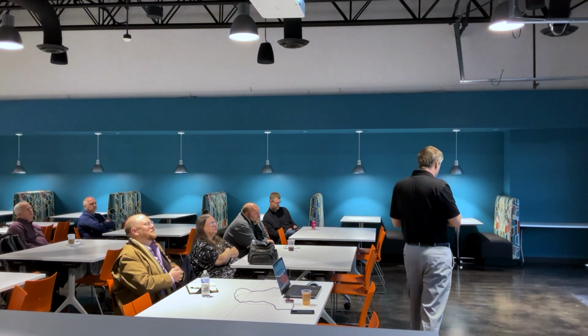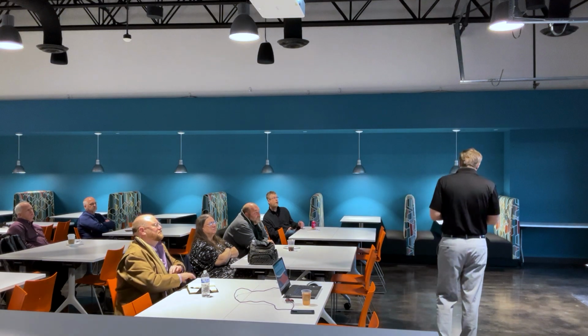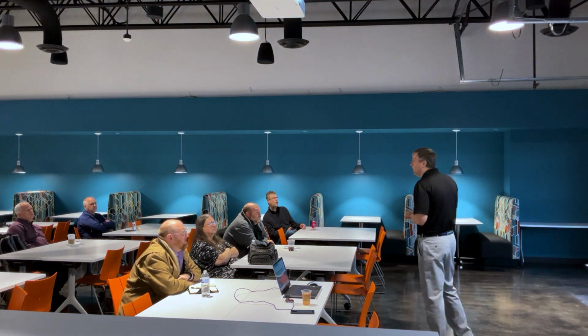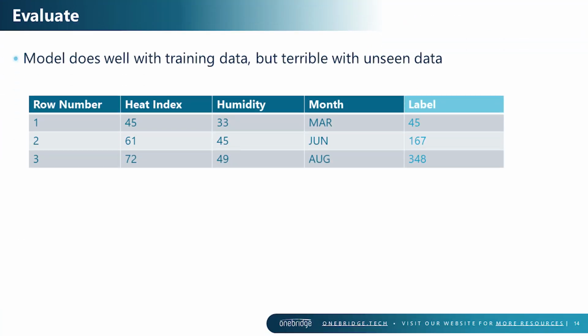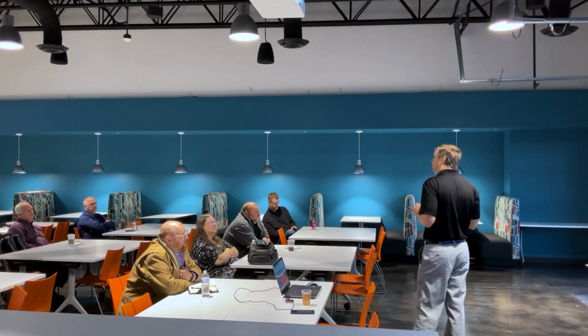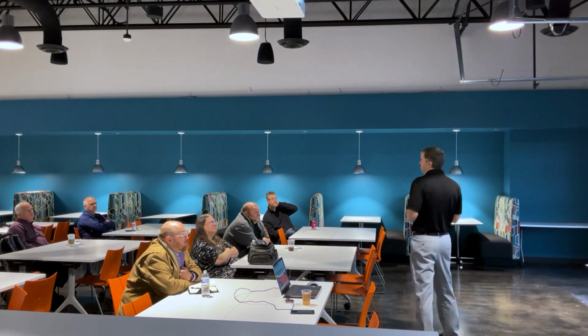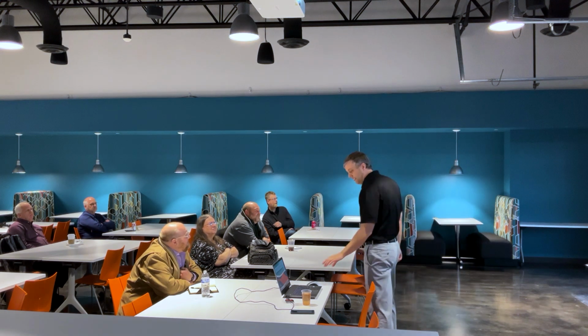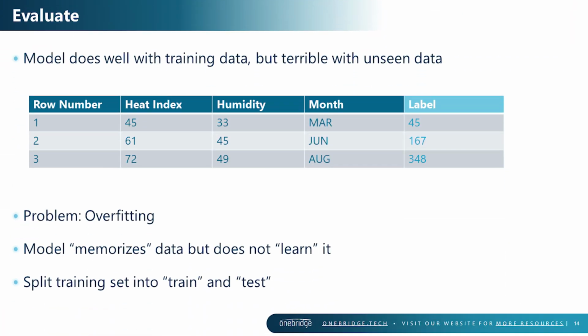So once the model is done training, we need to evaluate how it's doing. So in this scenario, we have trained our model, and it does very well with our training data, but as soon as we give it some data that it has not seen, it does very poorly. And I will tell you that there is a column, a feature in here, that is the culprit. Can somebody guess what the culprit is in this training set that is causing the model to do that? Well, actually, it makes sense. So this problem is called overfitting.